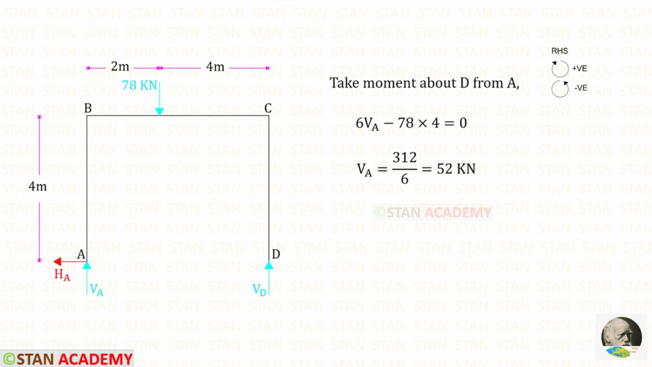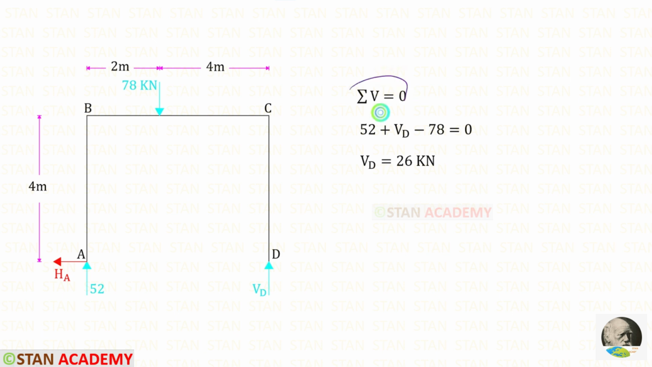To find the vertical reaction VA, let us take a moment about D. In this case, we have to follow right hand side rule. Clockwise will be positive and anti-clockwise will be negative. VA is acting in the clockwise direction so that it will be positive and the distance is 6. So 6 VA. This load is acting in the anti-clockwise direction so that it will be negative and the distance is 4. For VA, we will get 52 kilonewton.